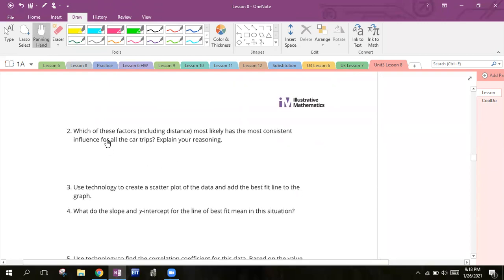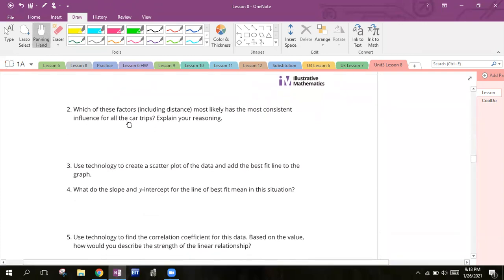Okay, so it says which of these factors, including distance, most likely has the most consistent influence on all car trips? Explain your reasoning. We're moving on.